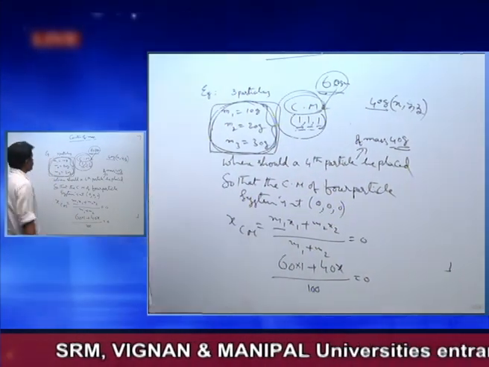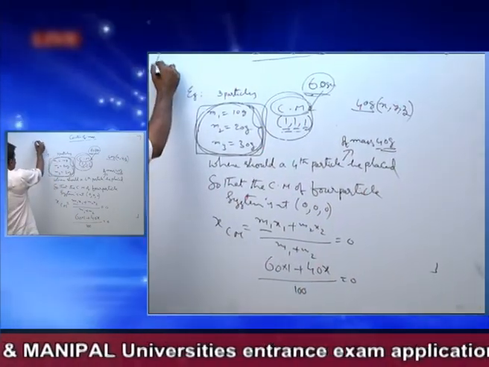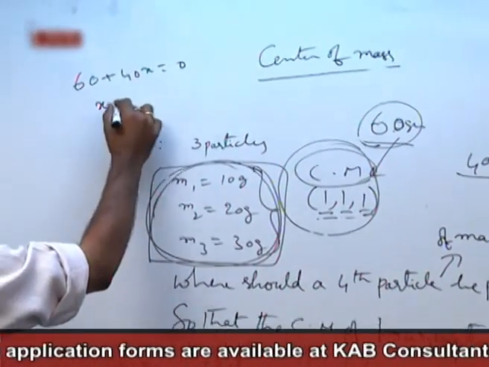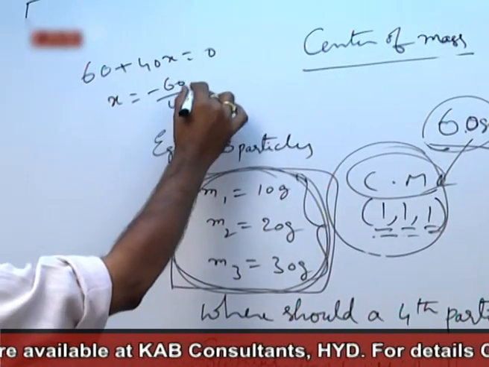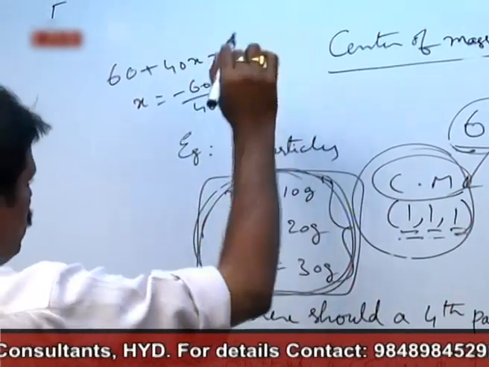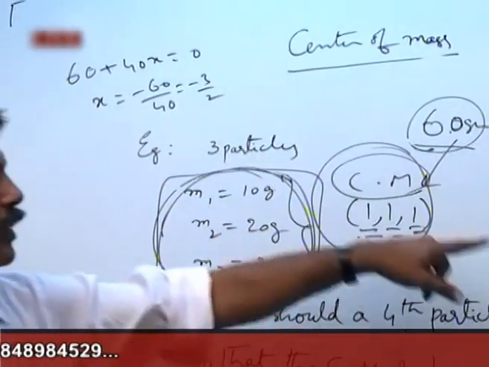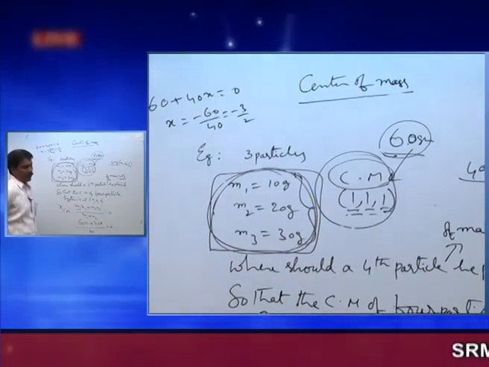Therefore 60 plus 40x is equal to 0, or x is equal to minus 60 by 40, that is minus 3 by 2. So this is the x coordinate of the fourth particle, which is 40 grams.